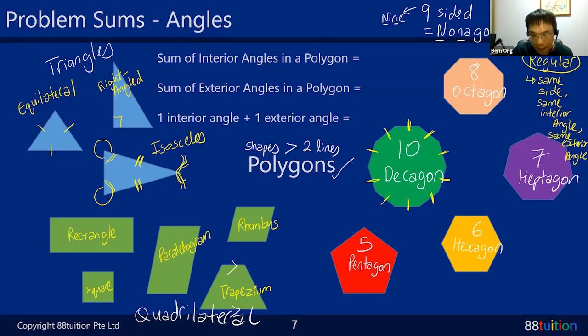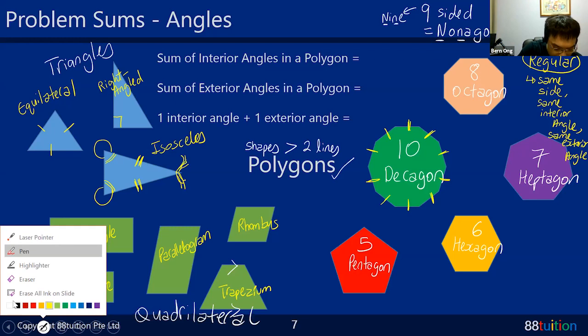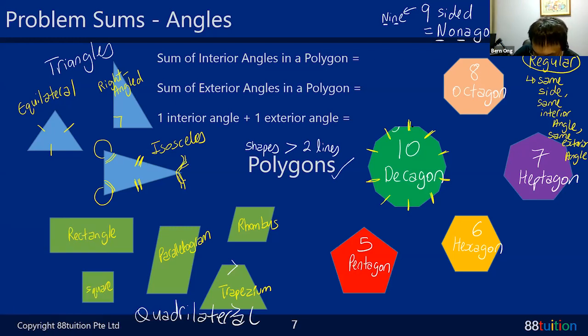All right, thanks. So down here, regular also means that the interior angle is the same, which means that this interior angle here is the same as this one, which is the same as this one. So this word regular is very important. It means that they are the same thing.